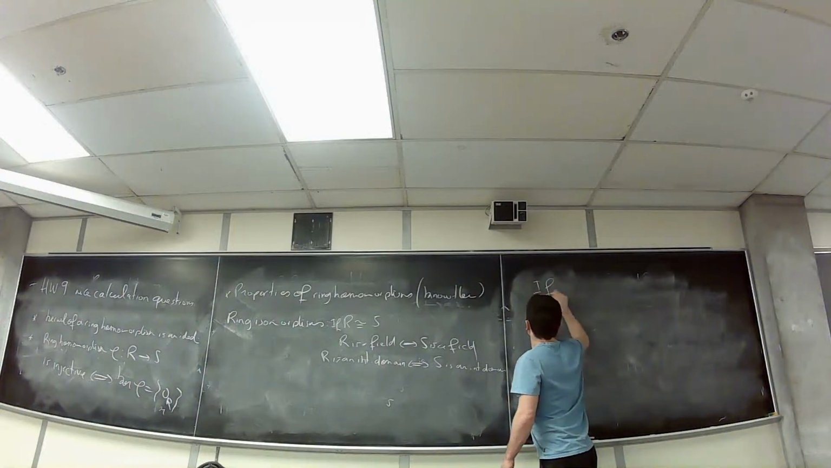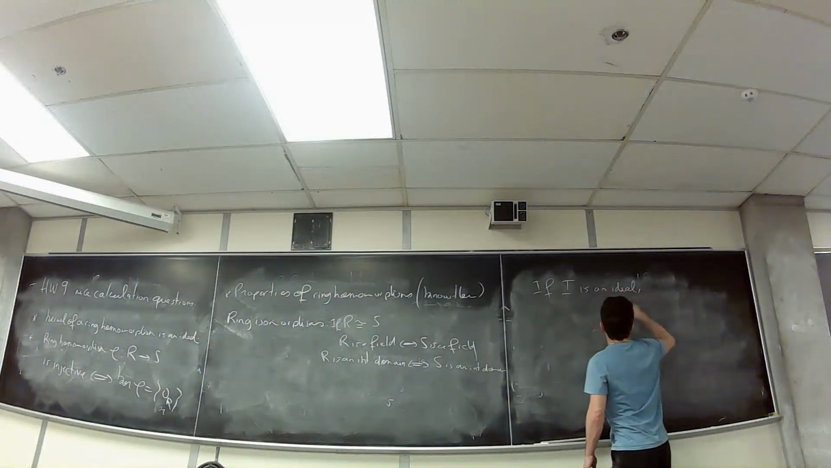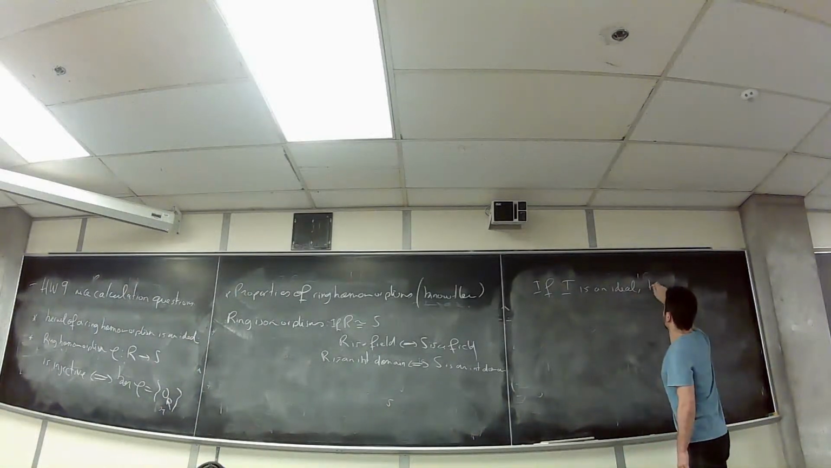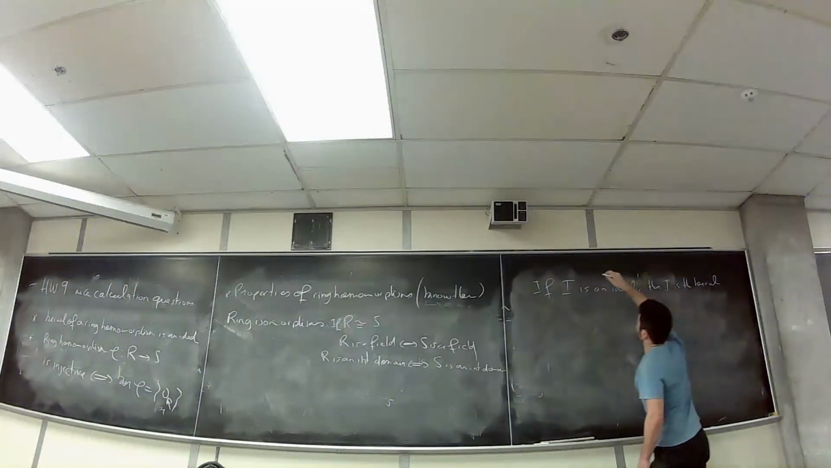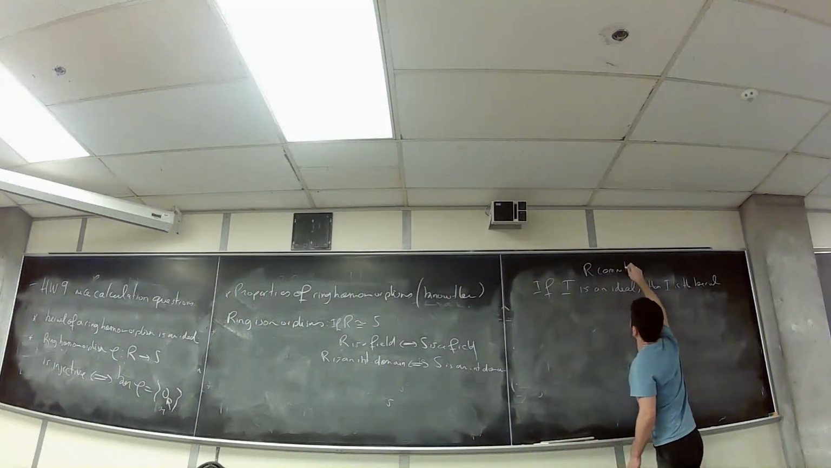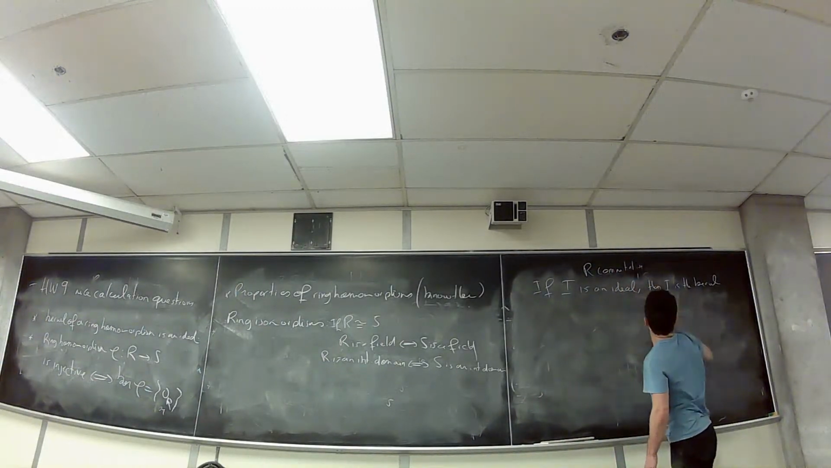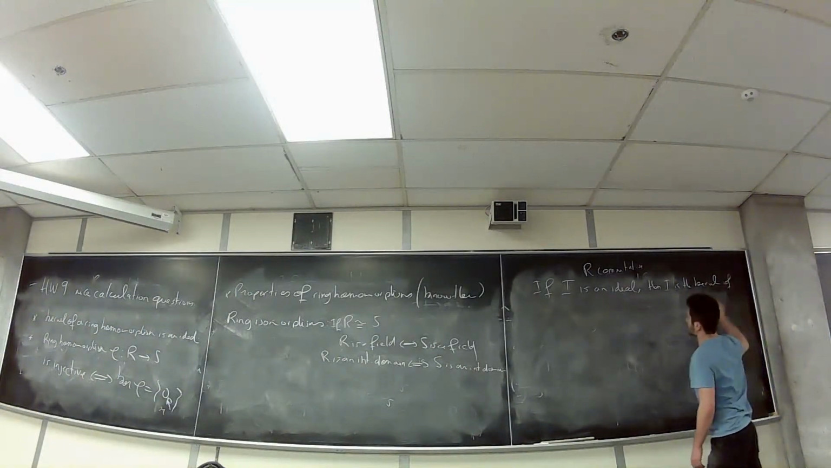If I is an ideal, then I is the kernel. Of course, I'm working with R a commutative ring. Always R is commutative and non-zero. So if I is an ideal, then I is the kernel of a ring homomorphism.